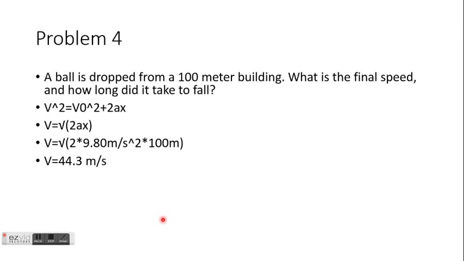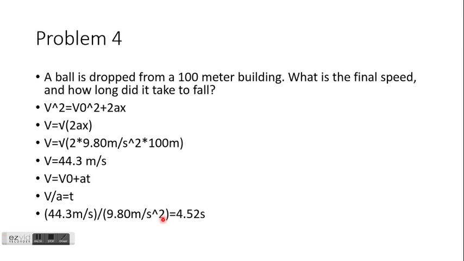And then how long did it take to fall? So we'd use another kinematics relationship, v equals v naught plus at, so v over a equals t. 44.3 meters per second over 9.80 meters per second squared equals 4.52 seconds. So there you go. Pretty simple problem once again, but you'll see a lot of these in kinematics.